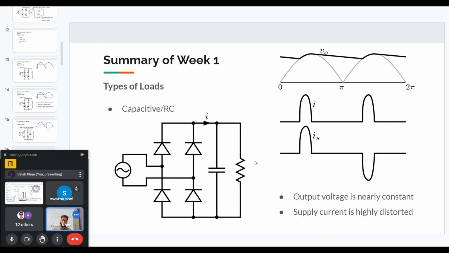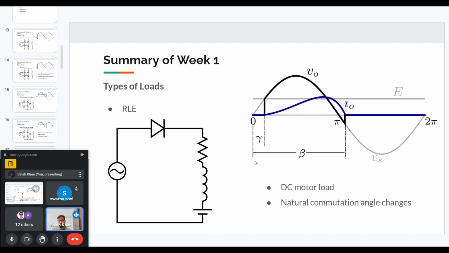As I've mentioned in the previous lecture, if the THD of the supply current is high, then the voltage at the point of common coupling will be distorted also, and that can create problems for some other appliances. And finally, we can have an RLE load. This is going to be the case for a DC motor load, where we can have a back EMF of the motor that will come across the load.